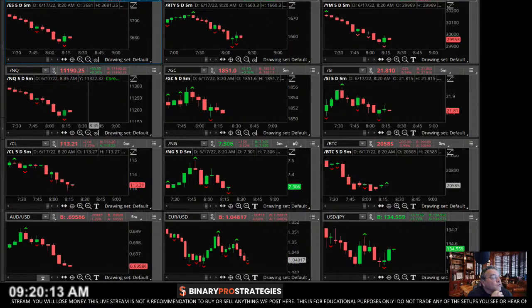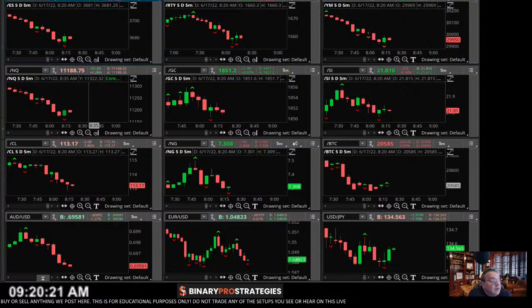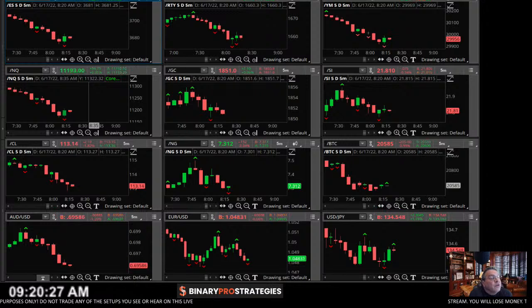Maybe a potential short coming up on RTY, which is going to be your mini Russell. That is probably my favorite of the indices. But I need to see it come down to 1654. If it hits 1654, I do want to take a short on the RTY.